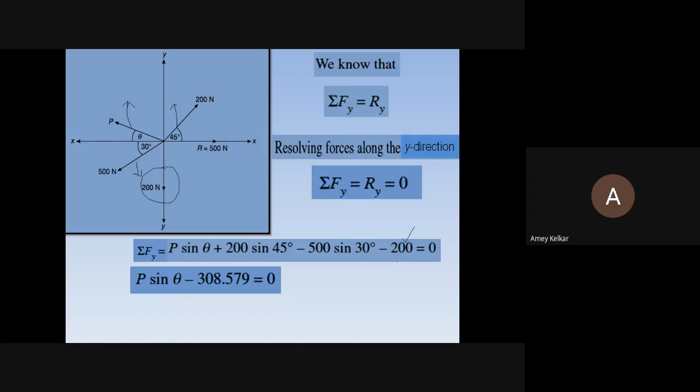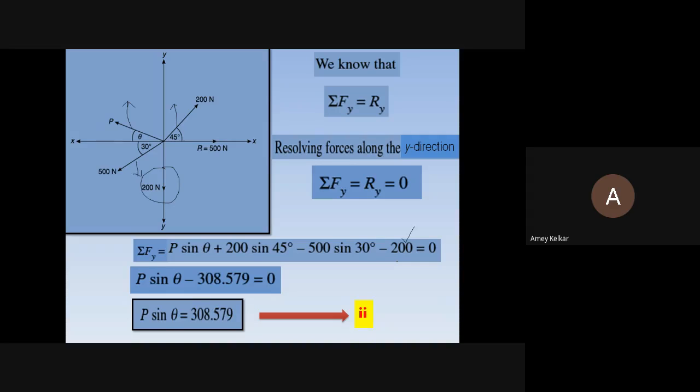P sine theta minus this. When you solve this part, you'll get this. So from this, we get the equation P sine theta is equal to 308.579. This becomes my equation 2.